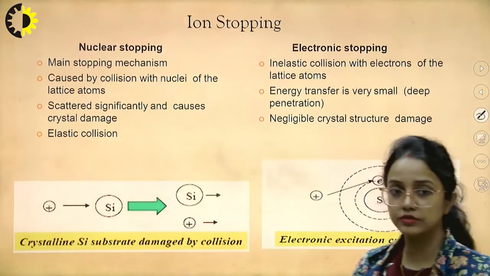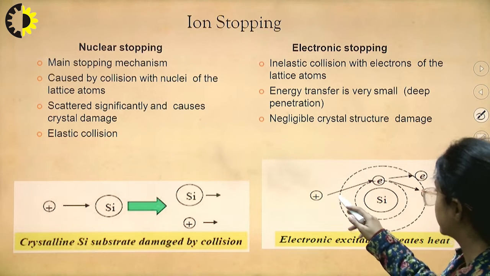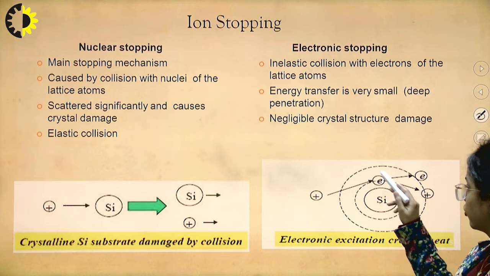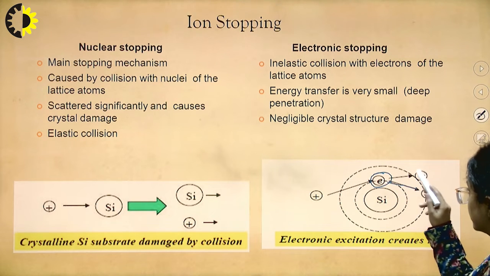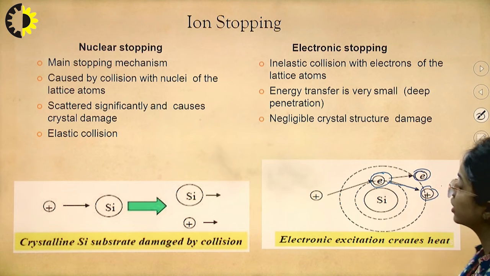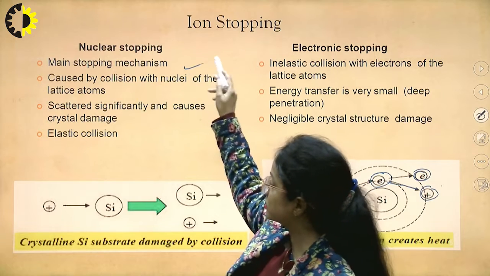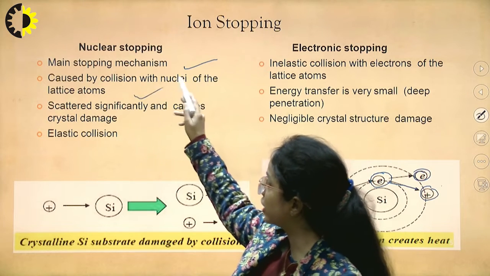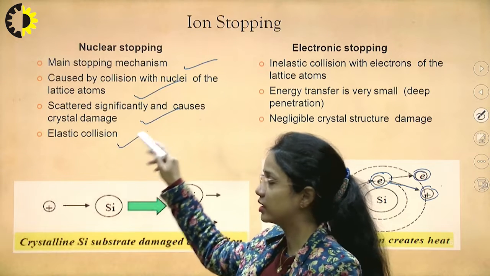In this method, we can see that this is making free electrons, and again free electrons and the ion. Nuclear stopping is the main stopping mechanism: collision with nuclei, scattered significantly, and it causes crystal damage. It is an elastic collision.